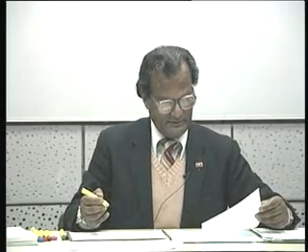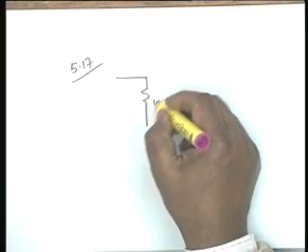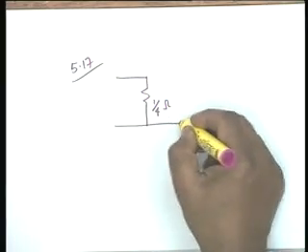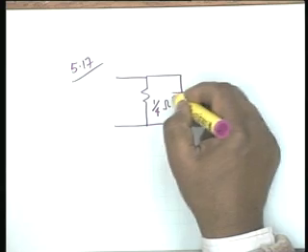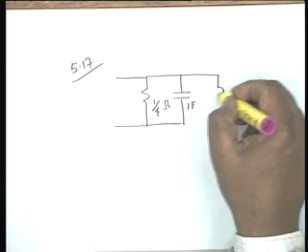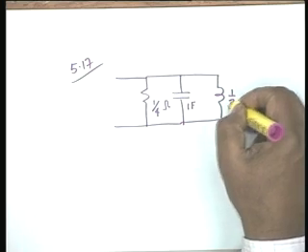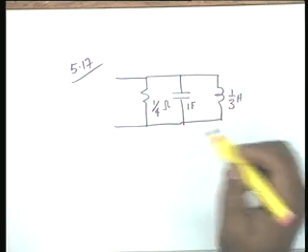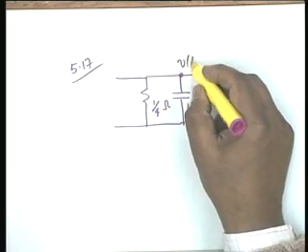Let me read the question. For the circuit shown, let us draw the circuit. It is a 1/4 ohm resistance, then a 1 farad capacitor, and then a 1/3 Henry inductor, and this voltage is v of t.